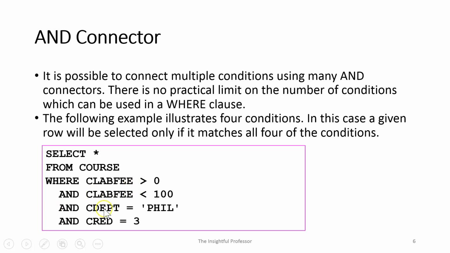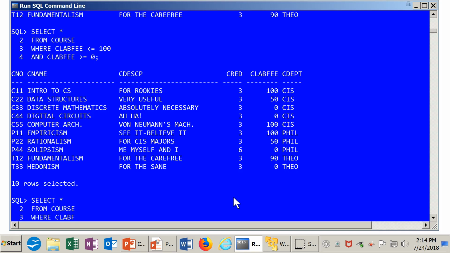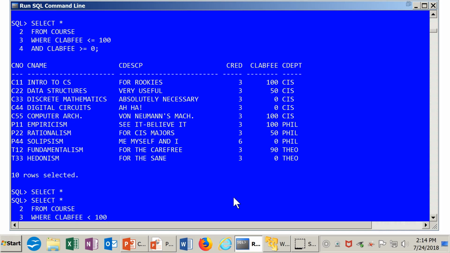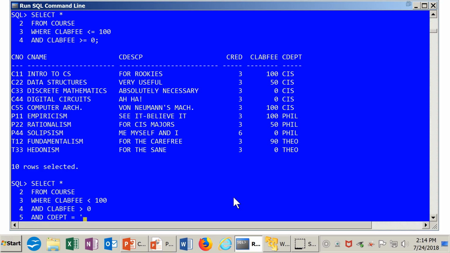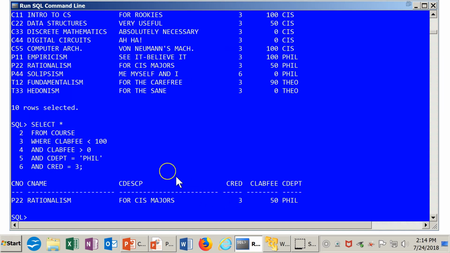So in this example, we're saying that the lab fee must be greater than 0, and also the lab fee must be less than 100, and it must be a philosophy department sponsored course, and finally it must be 3 credits. If any one of the 4 conditions is false, we don't see the row. All 4 have to be satisfied. So let's go and give that a try. Okay, so we get the lab fee less than 100, lab fee greater than 0, department equal to philosophy, and finally the credit equal to 3. We fire it up, and one row meets all the conditions.